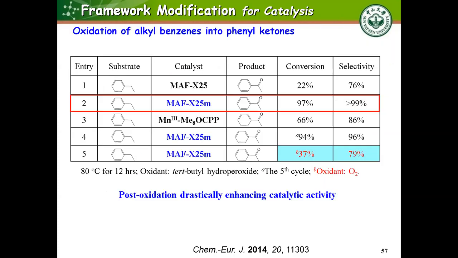Consequently, the modified sample MAF-X25ox exhibits higher activity for catalytic oxidation of ethylbenzene into phenyl ketones than the manganese(II) MAF, even better than the best homogeneous catalyst, porphyrin manganese(III). And our MAF-X25ox can be used for at least 5 times.